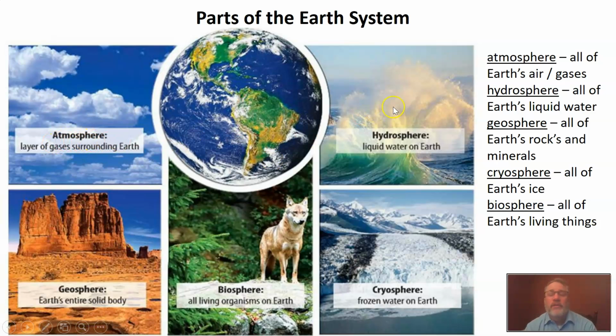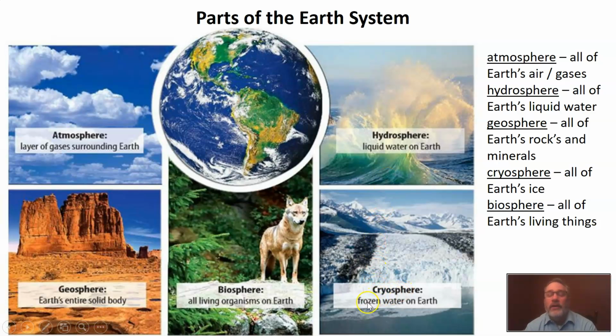We have the atmosphere, the hydrosphere, something called the geosphere, the biosphere, and the cryosphere. So the atmosphere is really just all of Earth's gases. Remember, atmo means air. The hydrosphere is all of Earth's liquid water. That turns out to be important. So all of Earth's liquid water, that's our hydrosphere. Remember, hydro means water.